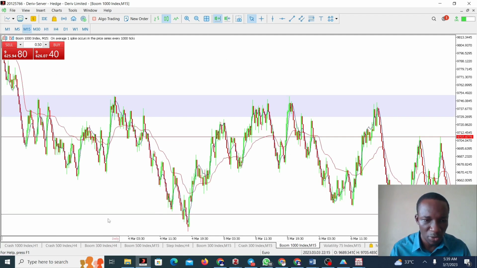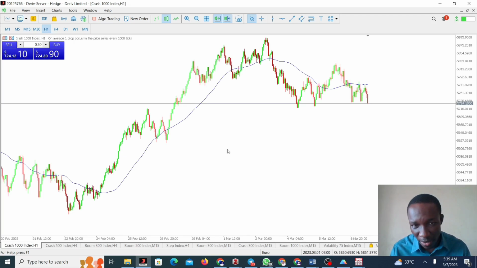Okay, let me show you Crash 1000. The same thing happens here. Now this point was a low point, this was a low point created. Okay, now this is a perfect W shape that is also a double bottom, right?